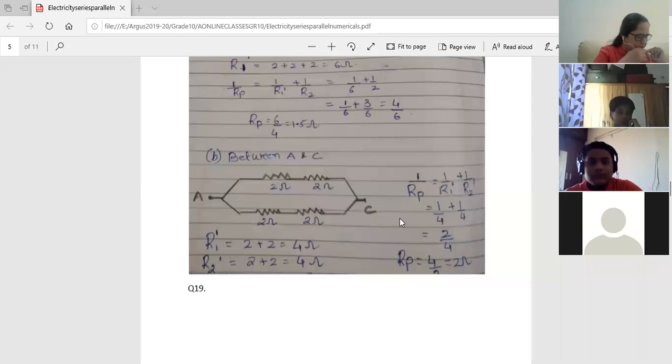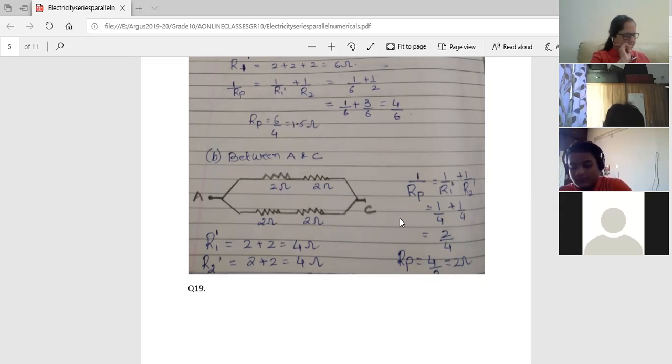Okay, so this is done. Now question number 19 you will solve. Come on. I'm not going to show the solution. Okay, there is a triangle. First, I want you to find the resistance of the triangle. Net resistance of the triangle, quickly. It may come in fraction. If it comes in fraction, give me the answer in fraction.